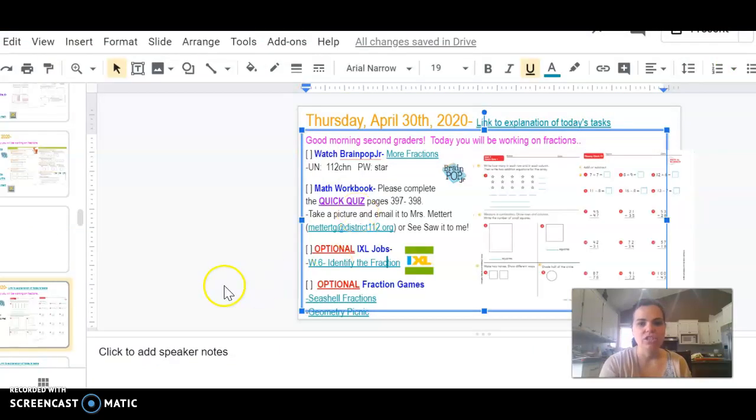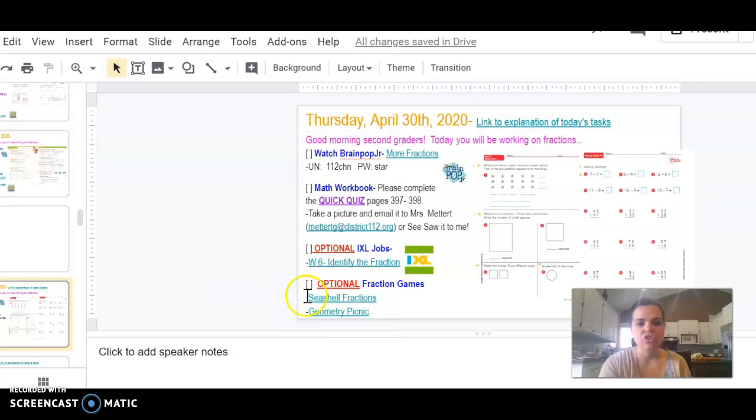And then if you still are looking for something else to do, there's 2 optional fraction games, Seashell Fractions and Geometry Picnic, if you are interested.